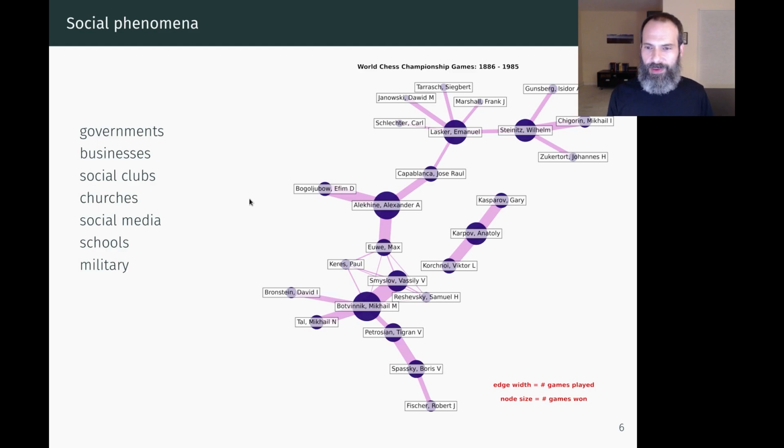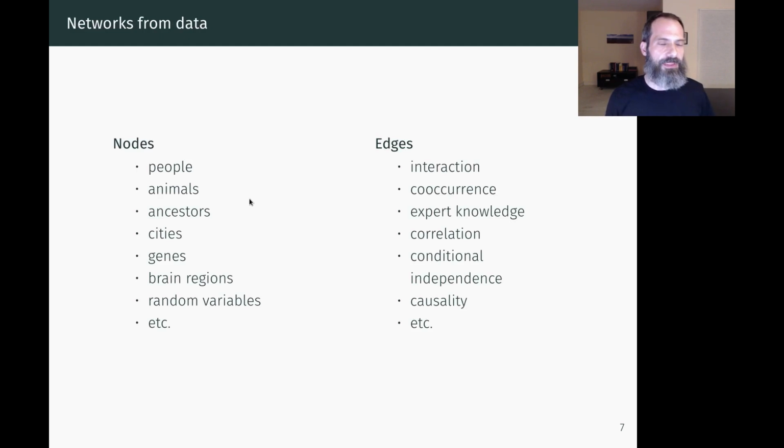So I'm sure everyone at this point has a very clear idea of what kind of networks we're talking about, and you probably have some sense of networks that you're interested in yourself. So just a summary here of networks from data. The nodes can be many, many things. Basically some sort of agent or entity: person, animal, ancestor, city, gene, brain regions, random variables, on and on.